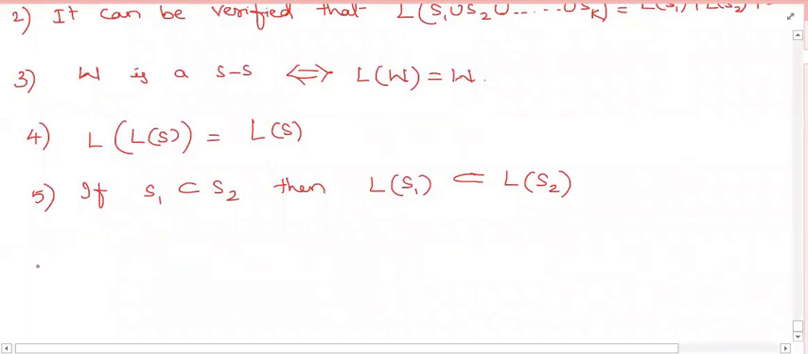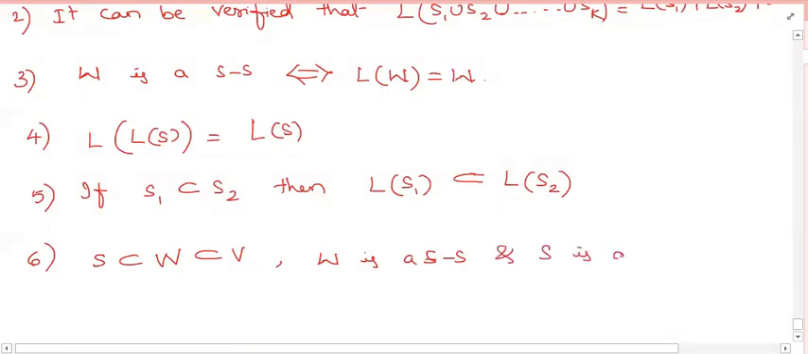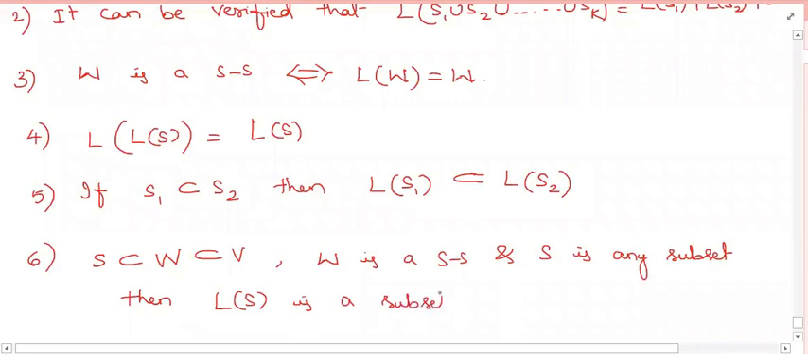We can also see that if S is a subset of W, which is a subset of V, where W is a subspace and S is any set, then we can clearly see that L of S is a subset of W only. Okay, clear, right? Because L of S is the smallest subspace containing S.